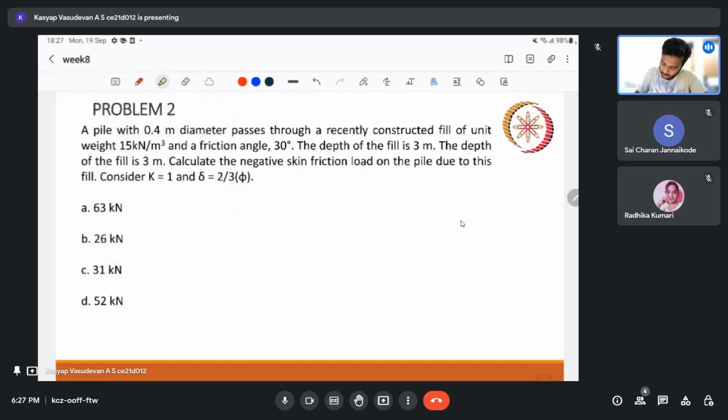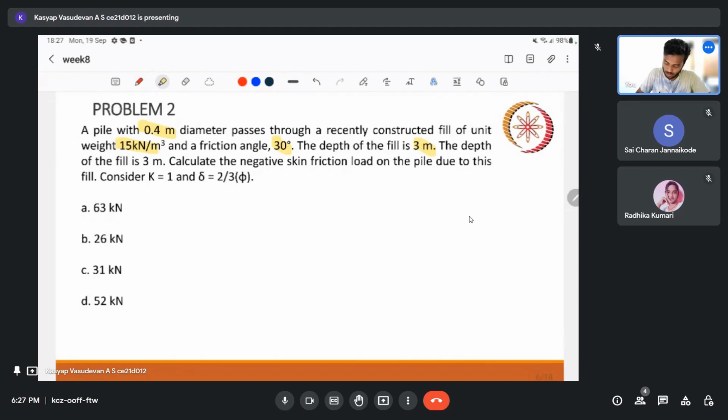We have a pile of 0.4 diameter recently constructed with the fill. This is a recently constructed fill. That is the reason it is having a very low density. The density is very low because it's recently filled. So the angle of internal friction is given. Depth of the fill is also given.